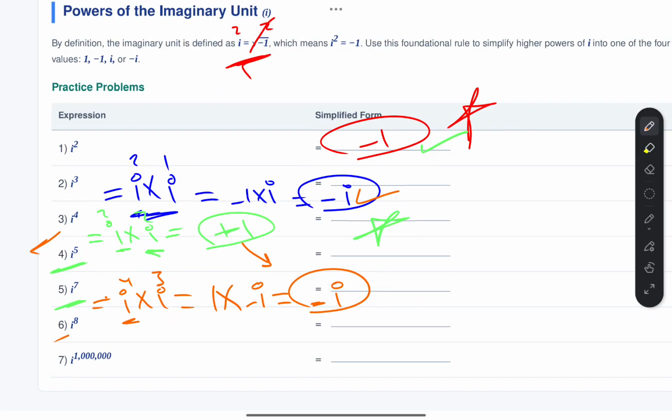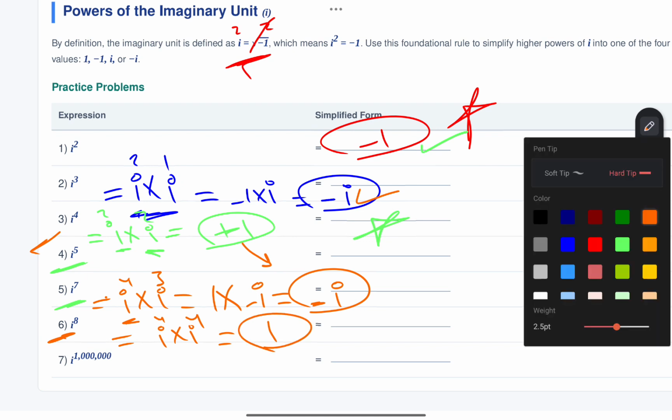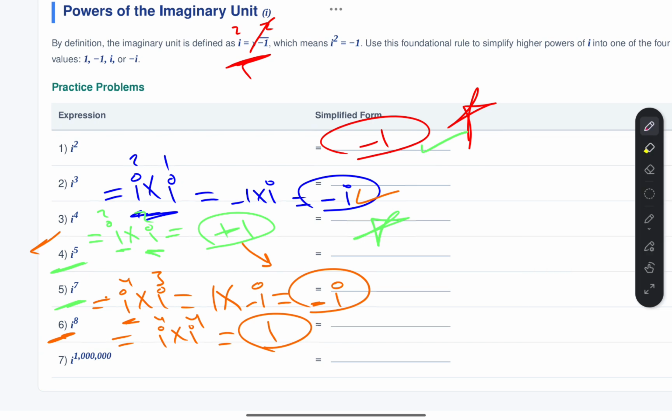Bear with me. One more. i to the power 8, break it down, i to the 4th to the 4th. i to the 4th is 1, and 1 times 1 is 1. With some purple in here, notice that if your power is divisible by 4, 8 here is divisible by 4, 4 here is divisible by 4, the final answer will be 1.